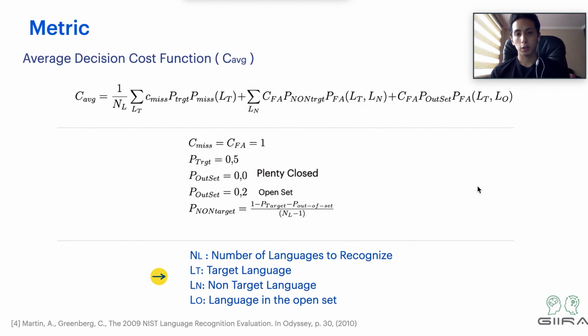The metric that we have used is the average decision cost function. That is a metric that takes into account the false positives and false negatives obtained by the system. We have used the following parameters with a pooled close condition.